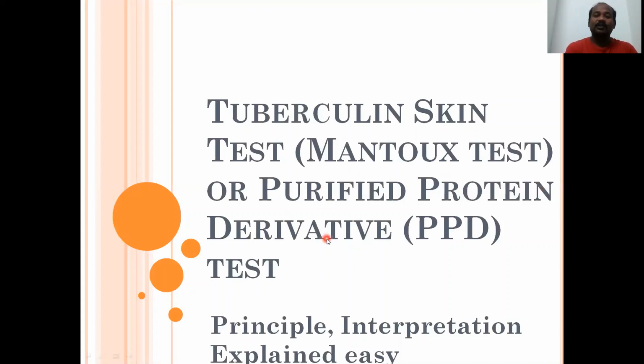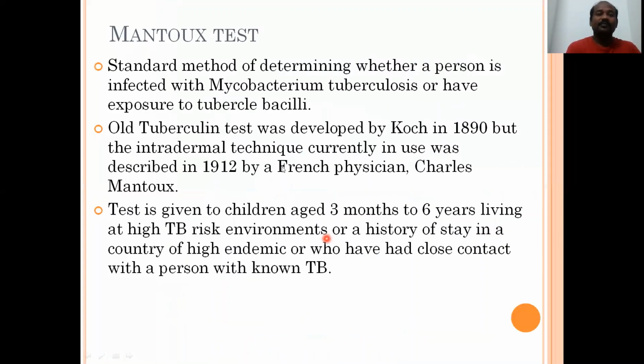So this tuberculin test or Mantoux test is used to detect Mycobacterium tuberculosis infection and the immune status against TB infection. This is the standard method for determining whether a person is infected with Mycobacterium tuberculosis or has had an exposure to tuberculosis bacilli. It is one of the standard methods for detecting whether a person is infected with TB or not.